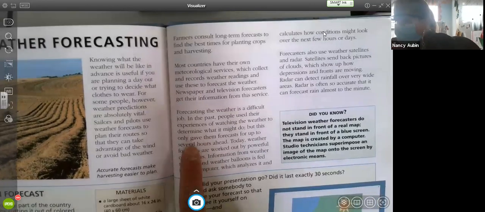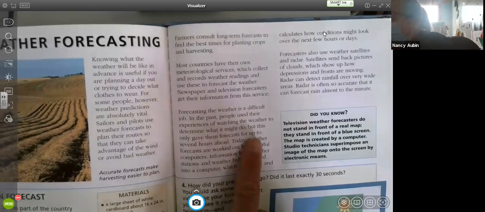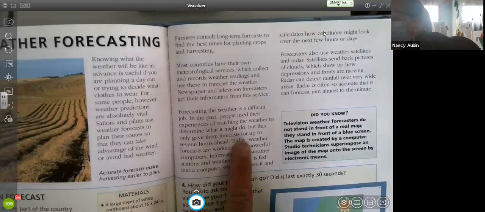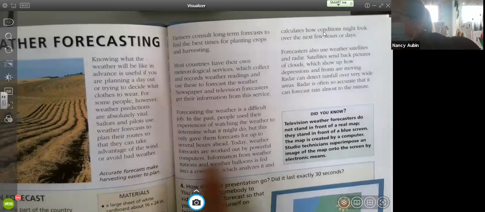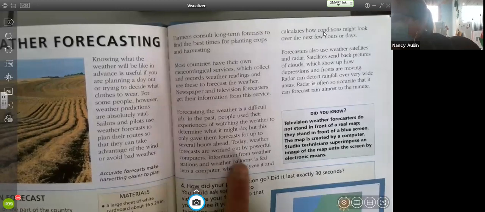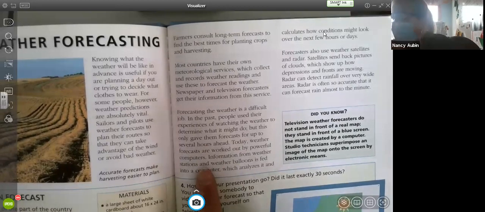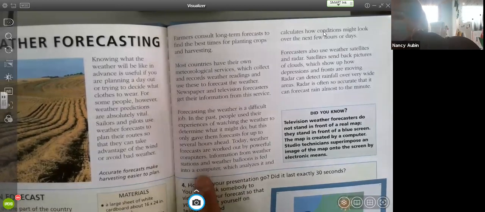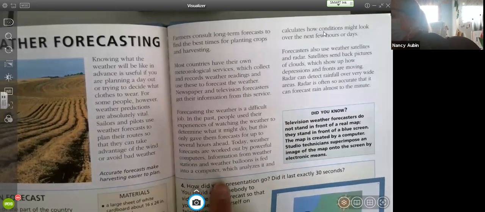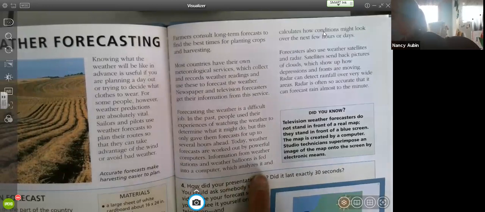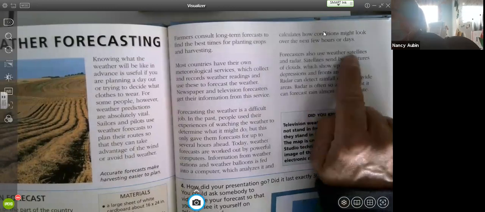In the past, people used their experiences of watching the weather to determine what it might do. But this only gave them forecasts for up to several hours ahead. Today, weather forecasts are worked out by powerful computers. Boy, I can see why. Information from weather stations and weather balloons is fed into a computer, which analyzes it and calculates how conditions might look over the next few hours or days.